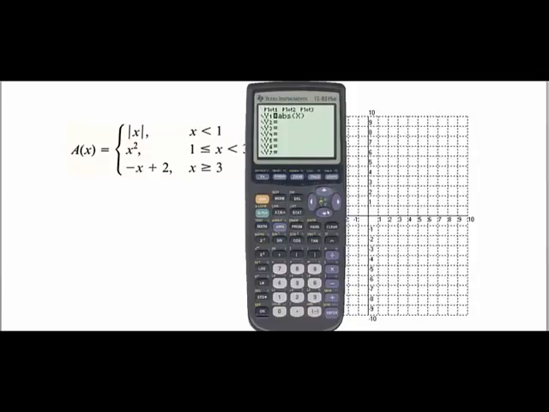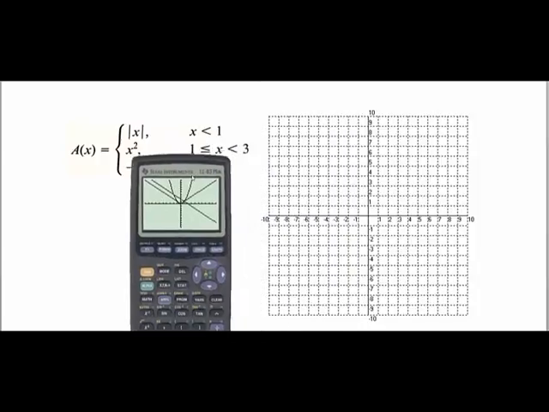Now I'm going to have x squared. X squared is going to be with x and a little 2, and so that's a curve right there. And that's going to exist until I get to 3. Then I'm going to have a third equation, and that third equation is going to be negative x plus 2, and then bam, there's my third equation. And that equation exists at 3.